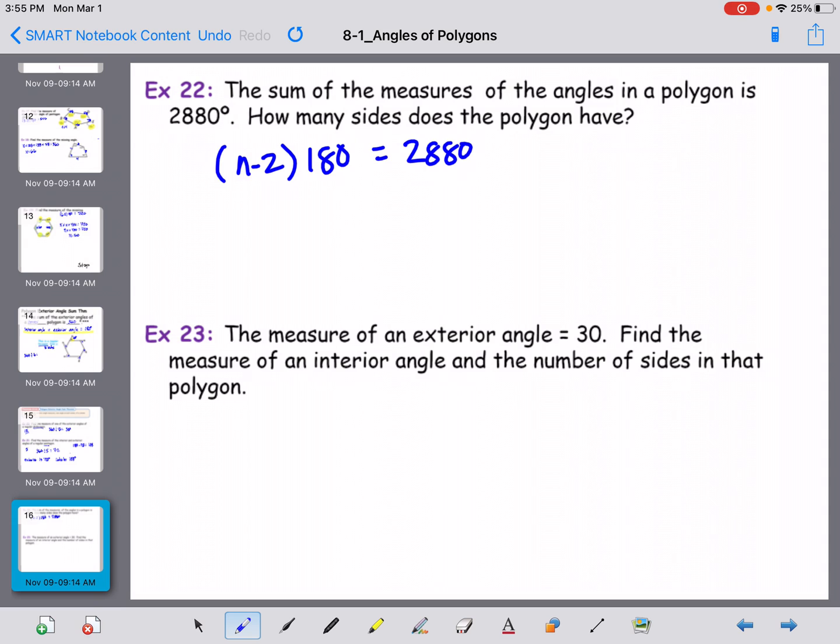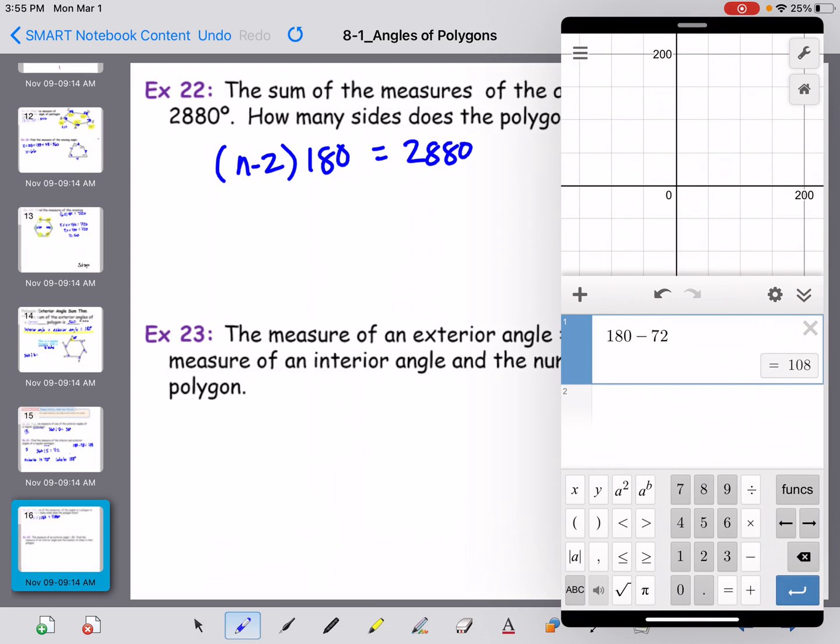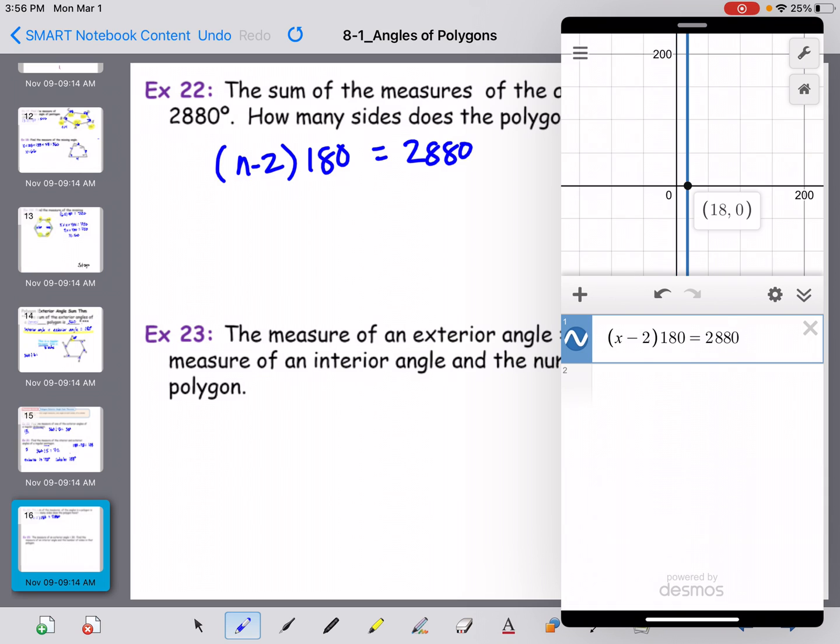So, how can I solve for n? Yeah, I just type that into Desmos, replace it with an x. Make sure you use parentheses or you'll end up with the wrong answer on these problems. 18. N is 18.